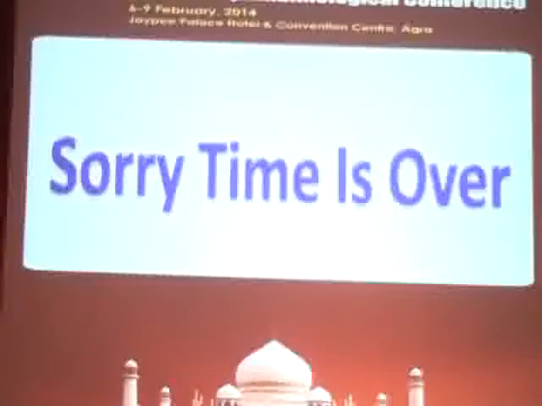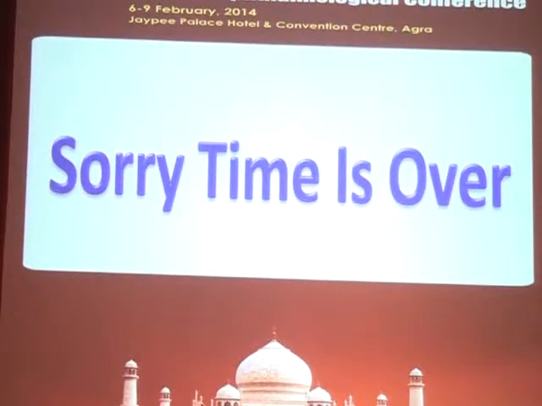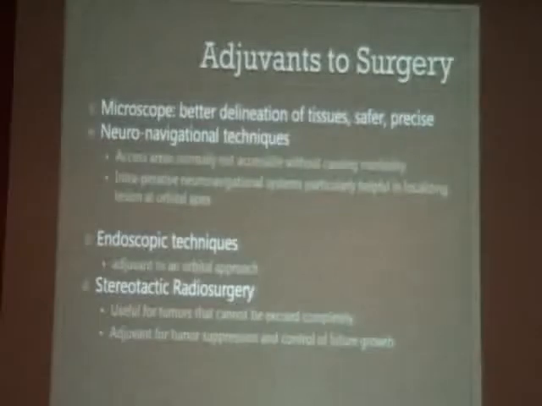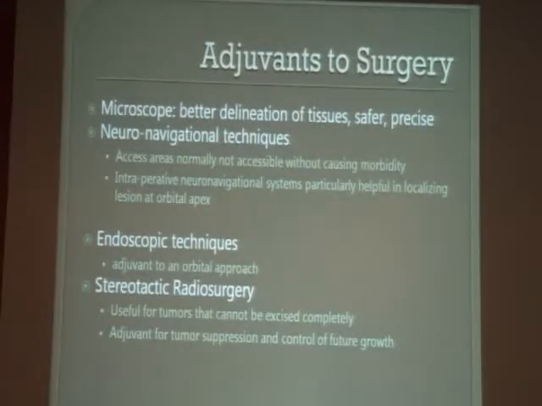There are certain adjuvants to therapy, that is the microscope, which allows a better delineation of tissues, makes it safer and precise. There are neuronavigational techniques, and they allow access to areas which are normally not accessible. There are endoscopic techniques which are adjuvant to the orbital approach, and stereotactic surgery, and these are useful for tumors that cannot be excised completely.